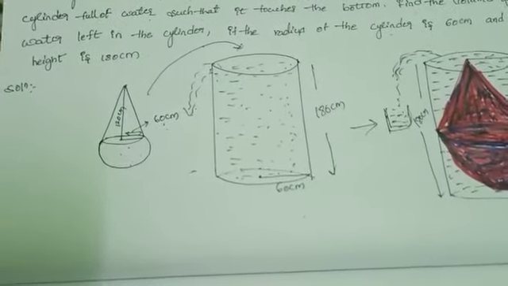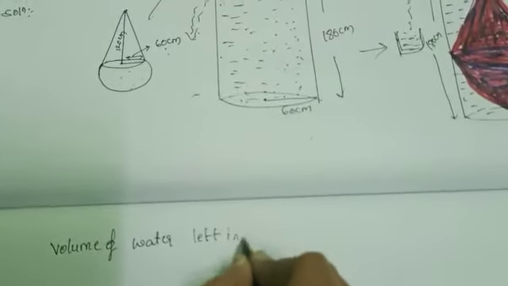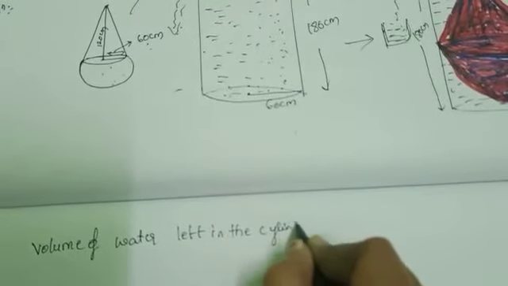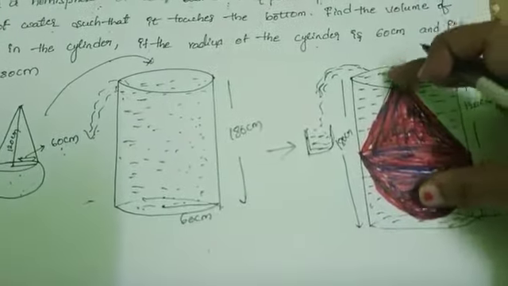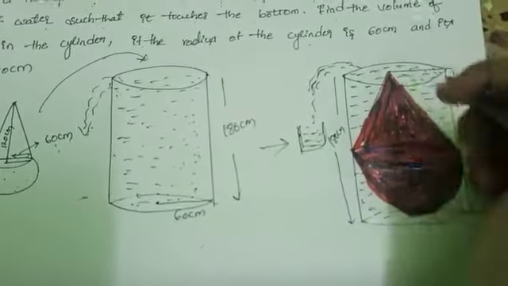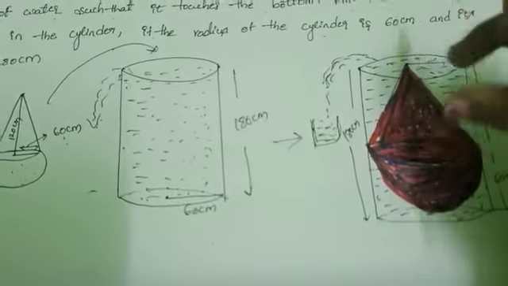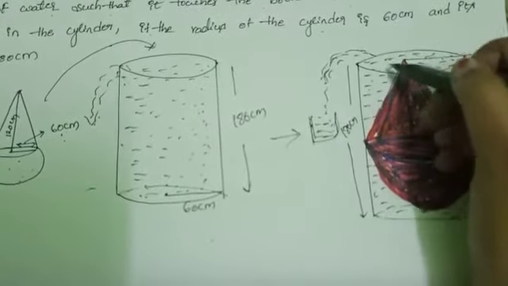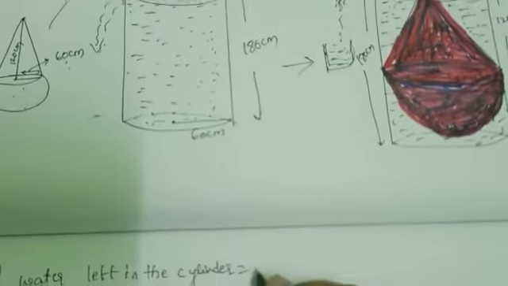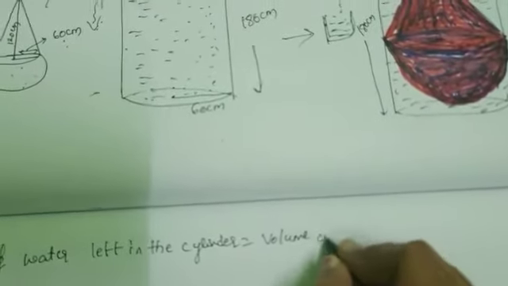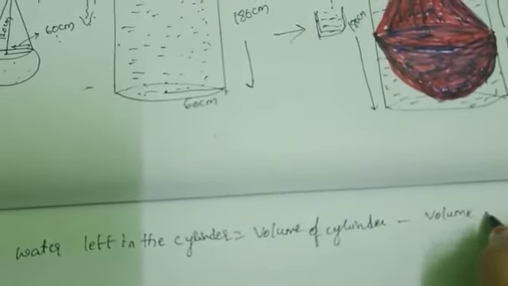Volume of water left in the cylinder equal to volume of cylinder minus volume of solid. Remaining water. Okay. Volume of cylinder minus volume of solid remaining, it gives remaining water in cylinder. Volume of cylinder minus volume of solid.